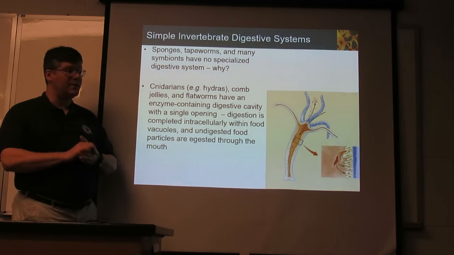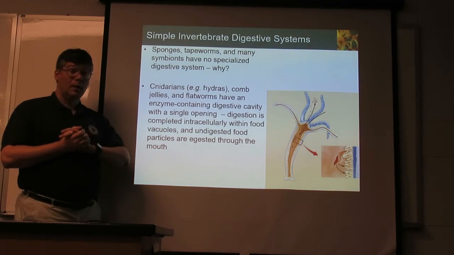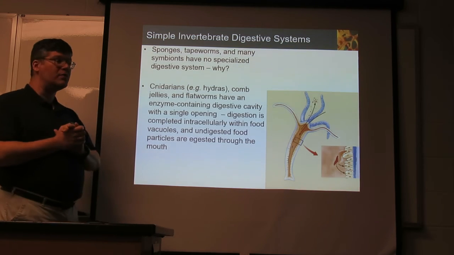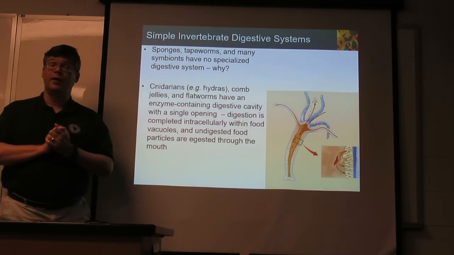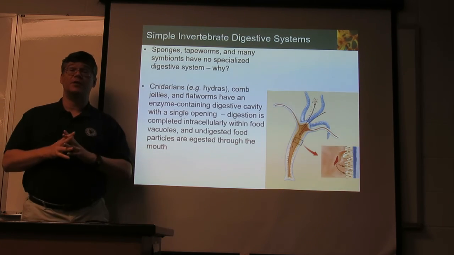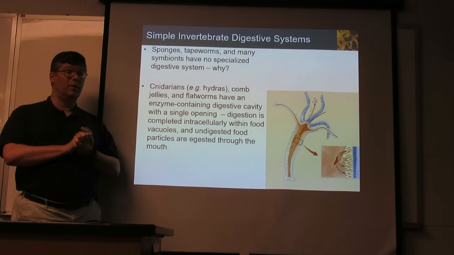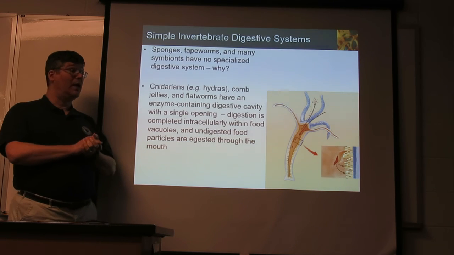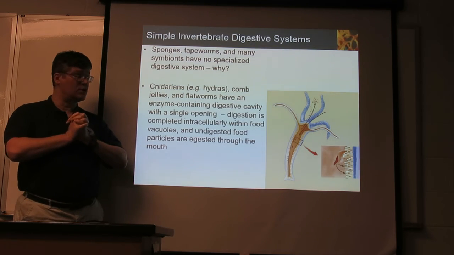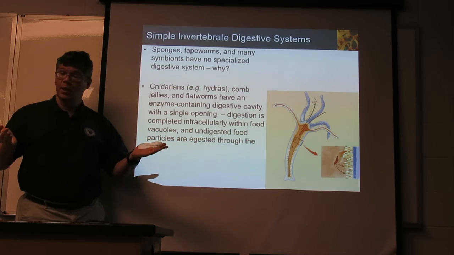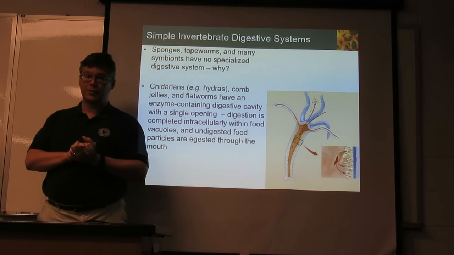Again, we'll look at a series from relatively simple to more complex systems. Some types of animals, such as sponges, tapeworms, a number of animals that are symbiotic, do not have a specialized digestive system. Sponges, pretty simple, they've got water circulating through, and so just the tiny bits they catch, an individual cell can digest the bacterium or absorb chemicals and pass it on to other cells. No special system needed there.